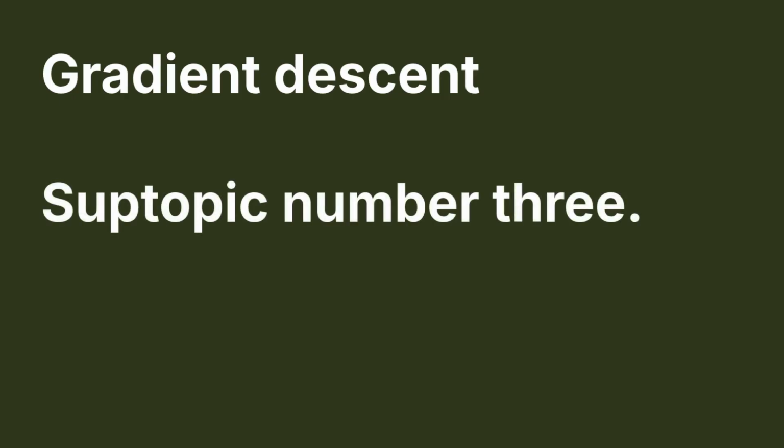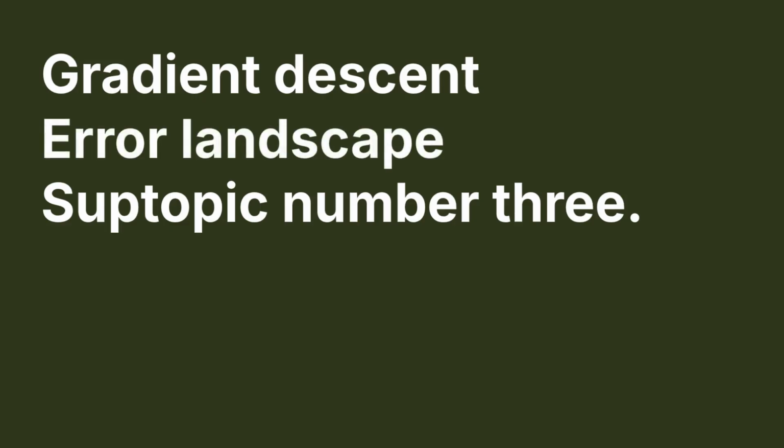Gradient descent visualizes error as a landscape. Training involves moving downhill to minimize error. Steps are taken in the direction of decreasing error. Proper step size is crucial to avoid overshooting. This method tunes the network effectively.